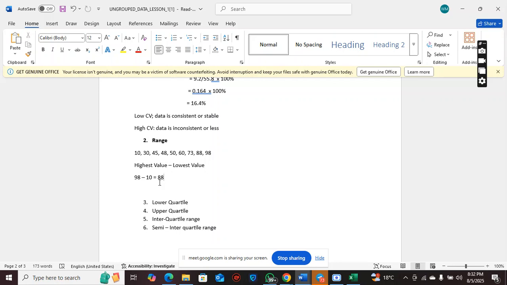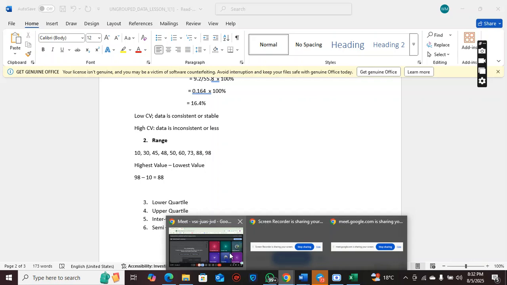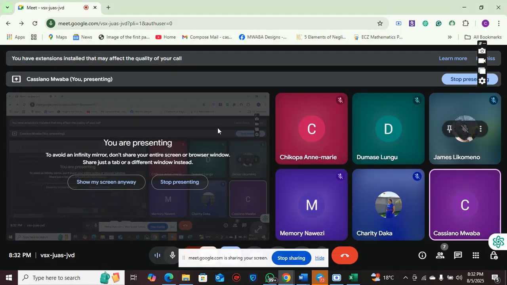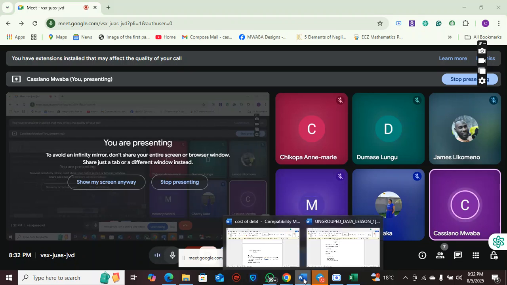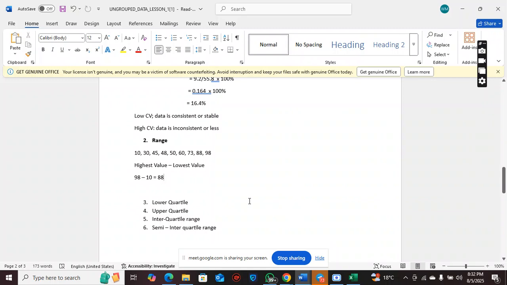Okay, now we're going to our quartiles. So colleagues, quartiles just divide the data set into four equal parts. We've got our lower quartile and our upper quartile, and you also have the median, which you can think of as the middle quartile, since it's the midpoint.